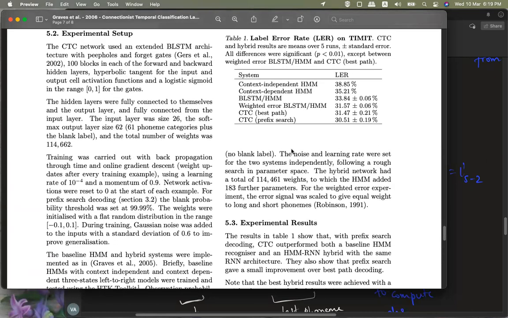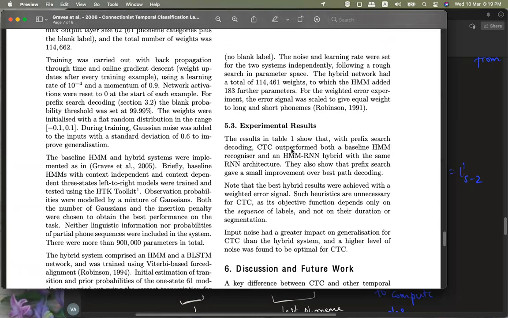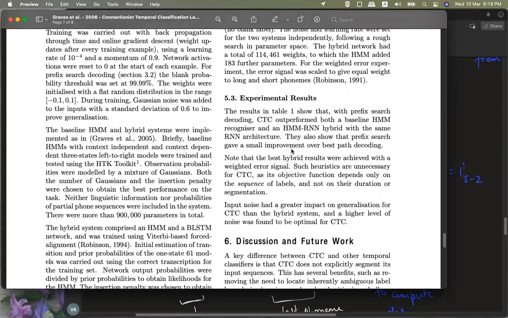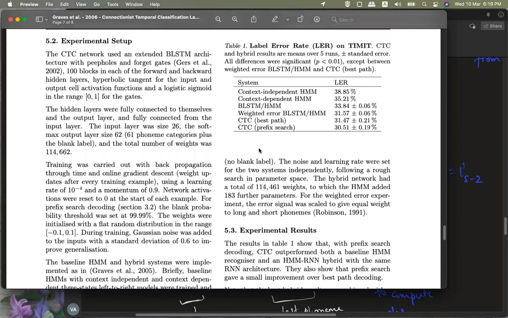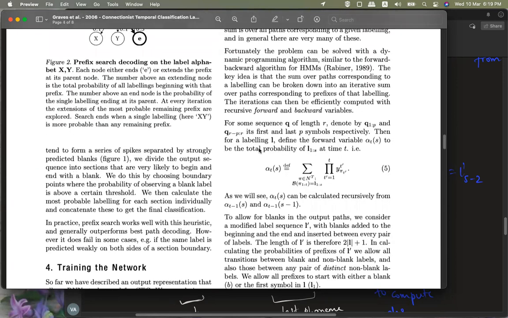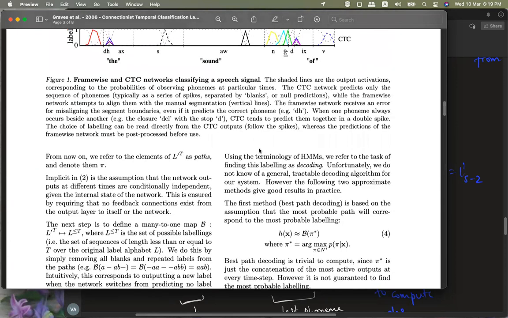Now, what they obtained, you see, I think a very important part of a paper is the discussion. This discussion portion is very important. Let us go through this portion. A key difference between CTC and other temporal classifiers is that CTC does not explicitly segment its input sequences, right? As you have seen in this figure also, the outputs are just spikes.